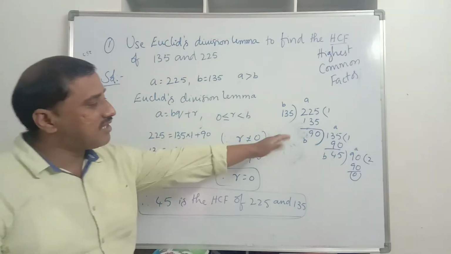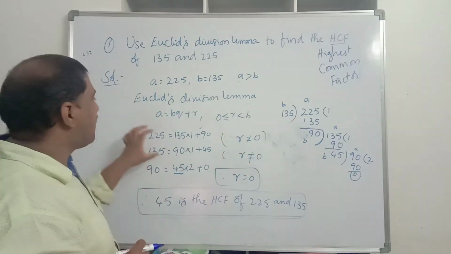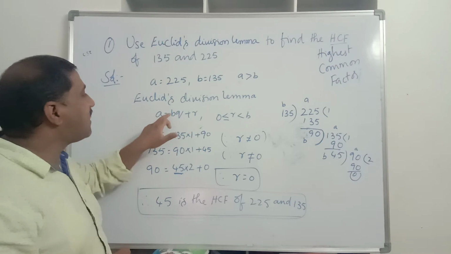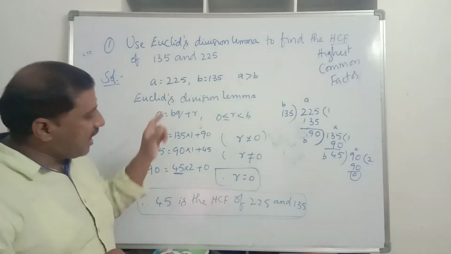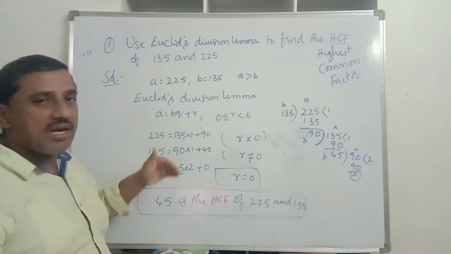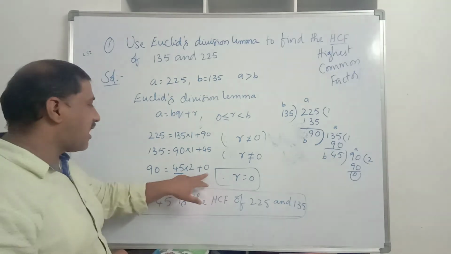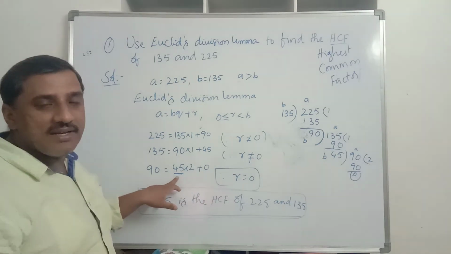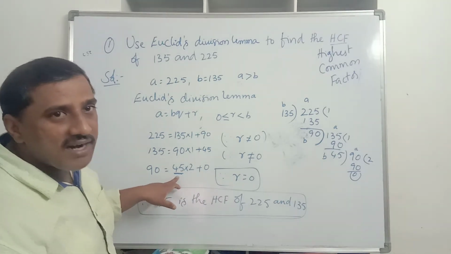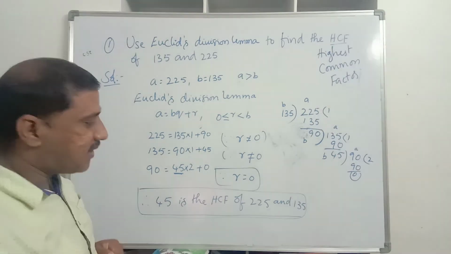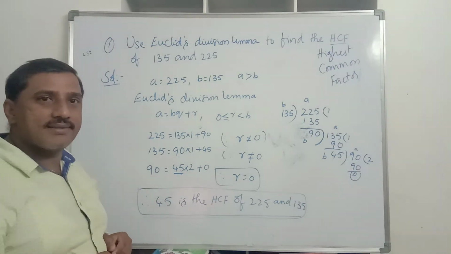So that long division method that we did, we are only writing the steps in the form of a equal to bq plus r. Till you get remainder 0, we have to continue those steps. Once the remainder is 0, then the b value is nothing but the highest common factor of the given numbers. Is it clear, children? Yes?